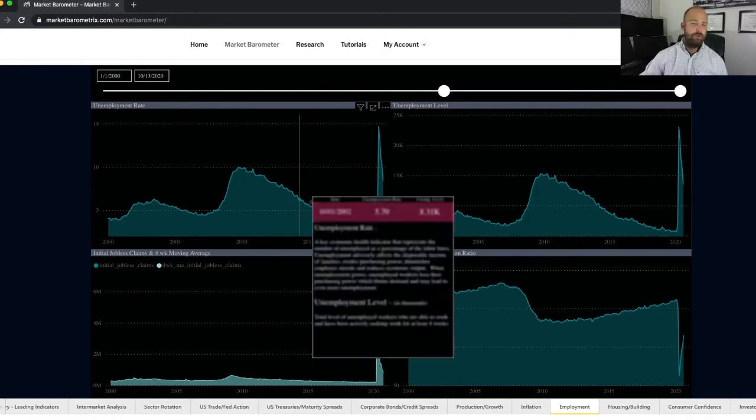So the unemployment rate here looks specifically at the number of unemployed as a percentage of the labor force. Now, the labor force refers to those people that are either employed or officially unemployed. So this is going to count virtually everyone above the age of 16 that's either working or actively seeking work. So whenever the unemployment rate rises, that means that the proportion of the labor force that is currently unemployed is rising.